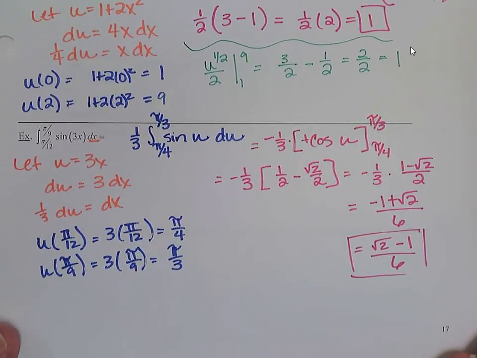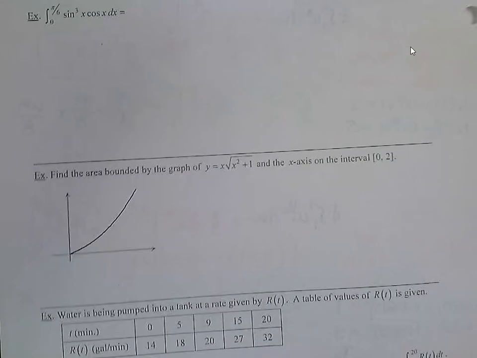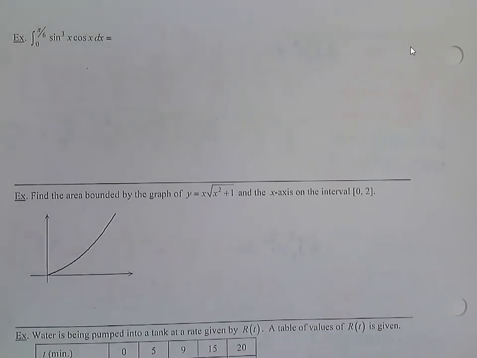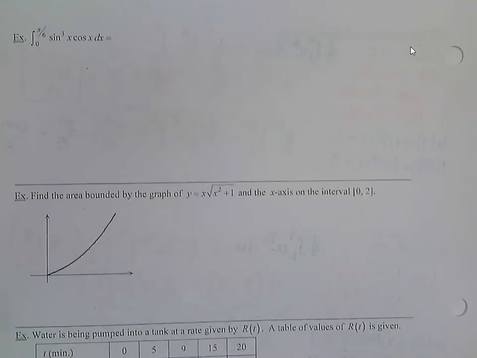All right. We good with that? No questions? Ready to move on? We're going to integrate sine cubed x times cosine x dx from 0 to pi over 6. What do you think we should let u equal? Sine of x? Okay, let's see what happens.